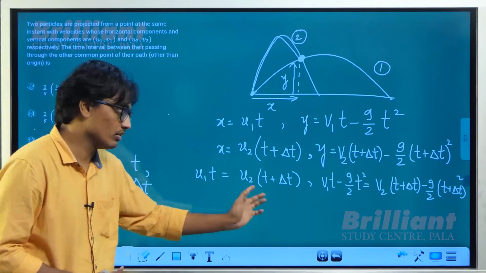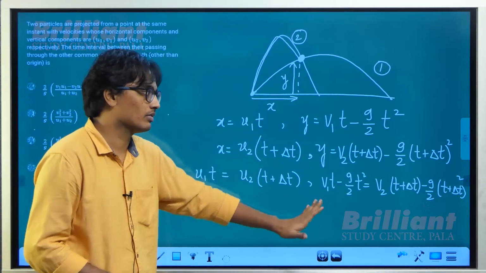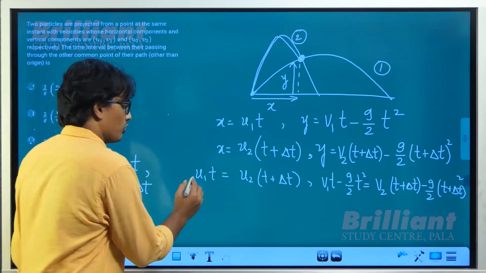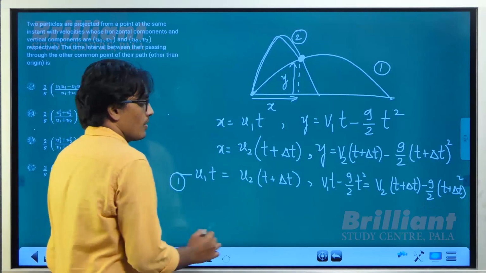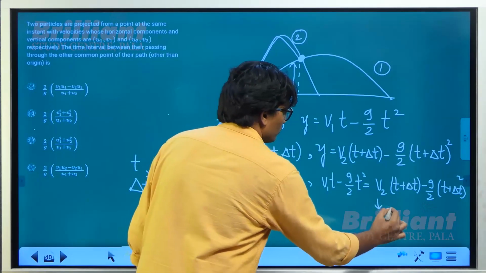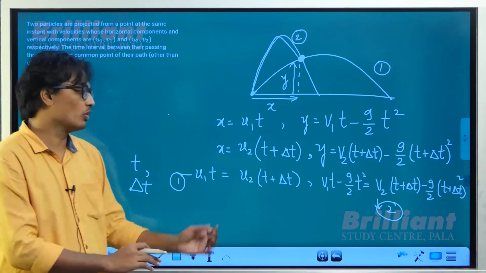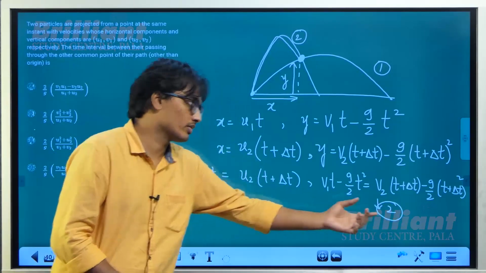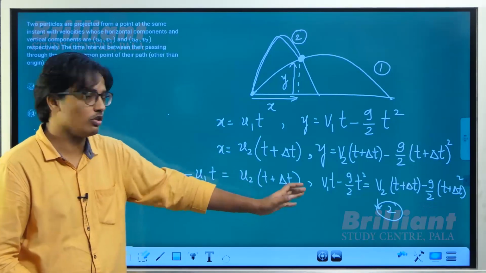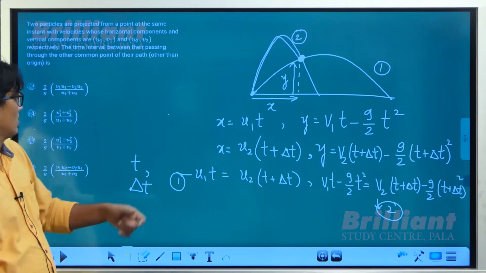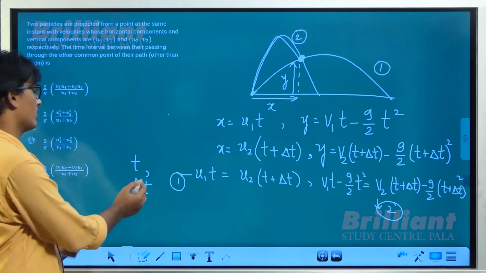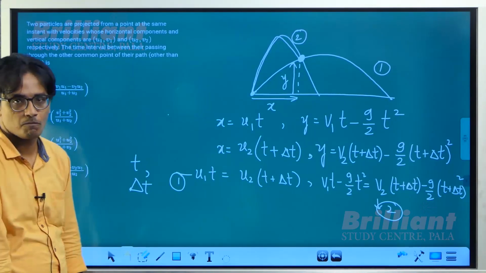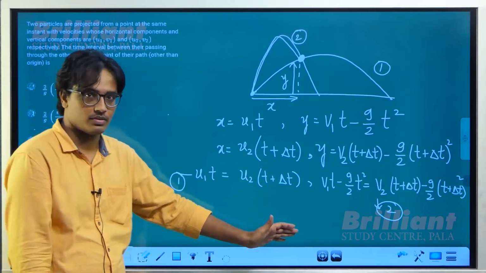So if you solve this, we'll be getting the answer. We have two equations, this is equation 1, this is equation 2, and two unknowns, t and delta t. We'll be getting our answer. We need delta t. It's a little bit lengthy process, but you can try.